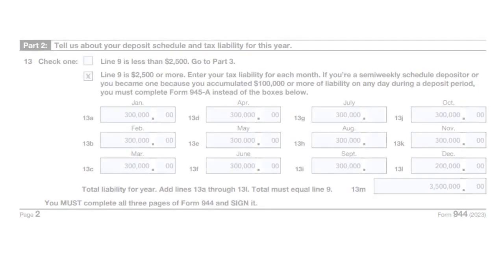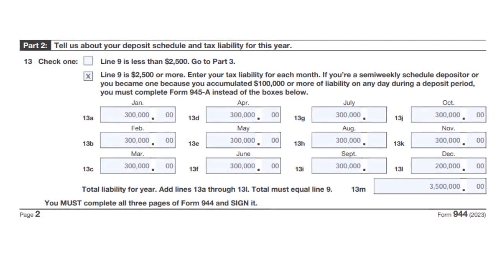Now let's move on to part two. In part two, you're telling the IRS your deposit schedule and tax liability for the year. It's one of those things where you have to break things down month by month. You can see on the screen, line 13: if line 9, which we showed a little earlier, is $2,500 or more, you have to break things down month by month.